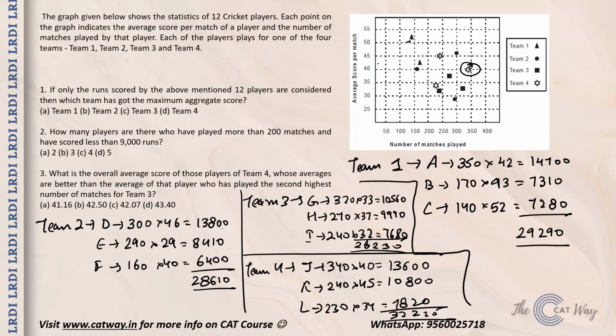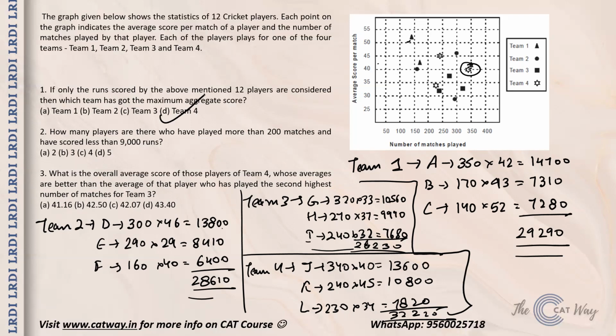28,230. Now let's go to the question. If only the runs scored by the above 12 players are considered, then which team has got the maximum aggregate score? Okay. So team 4 is the one which has got the maximum aggregate score, because others are near close to 29,000, whereas team 4 is 32,000. So the correct answer is option number 2.